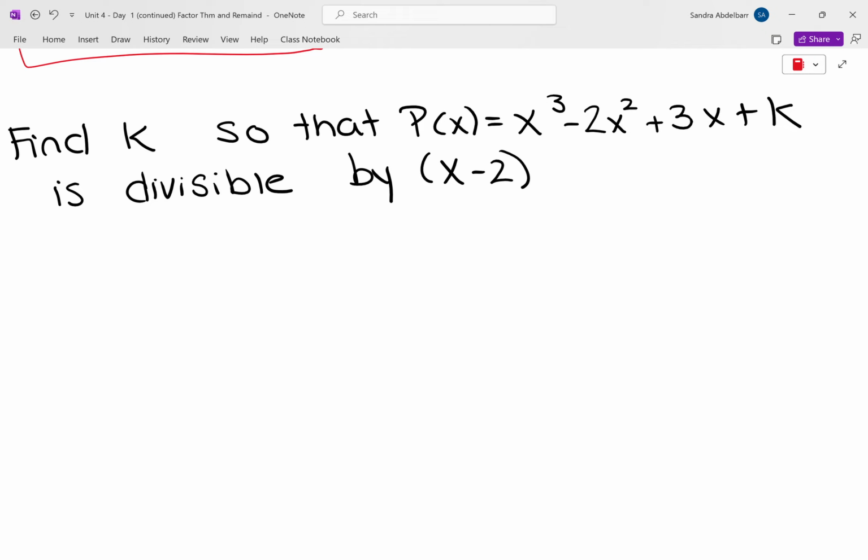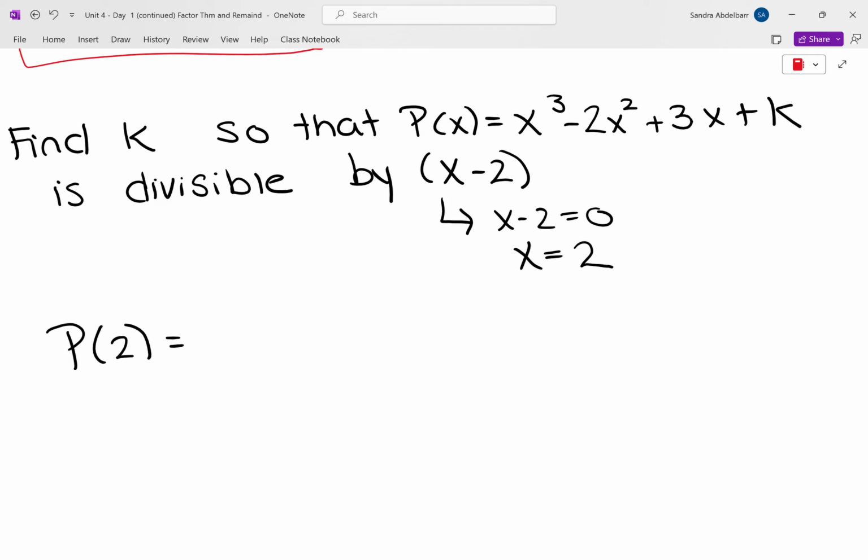Okay. If this whole thing is divisible by x minus 2, what does that mean? It goes in evenly, right? So if it goes in evenly, what's the remainder going to be? 0. So essentially I'm saying x minus 2 would be a factor, right? So I need to figure out what k is that will make x minus 2 a factor. Since we want the remainder to be 0, I'm going to say x minus 2 equals 0, and so then x will equal 2.